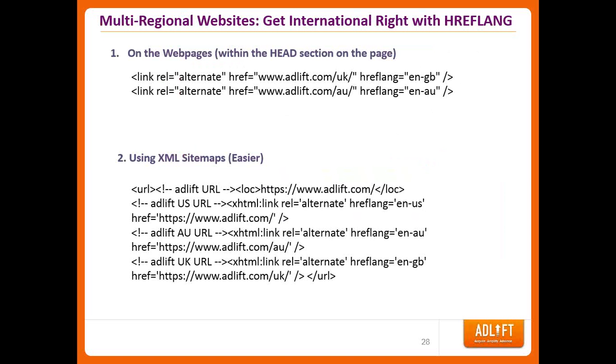How can you implement this? We have taken this example of AdLib. We have two versions, a UK version and an Australia version. With hreflang, we need to make sure of the language and the country code. For UK, the country code is GB, which is Great Britain, and the language code is English. The other way to do this is to create an XML sitemap, which has those hreflang tags.